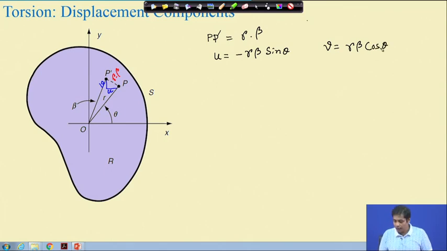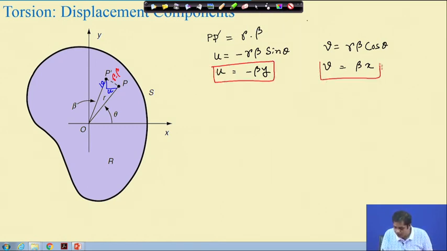Okay. Now, this is r into sin theta, which is essentially y. So, this can be written as minus beta into y, and this can be written as beta into x. So, v is equal to this and u is equal to this. Okay. So, this is how, if we take any point, because of the rotation of that section, the displacement can be defined as a function of that rotation.